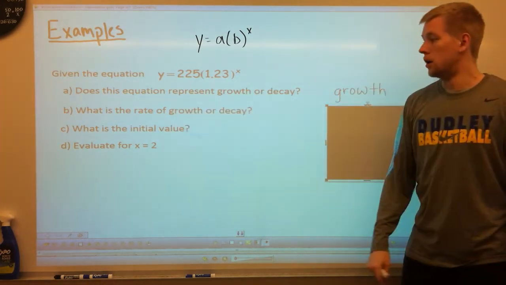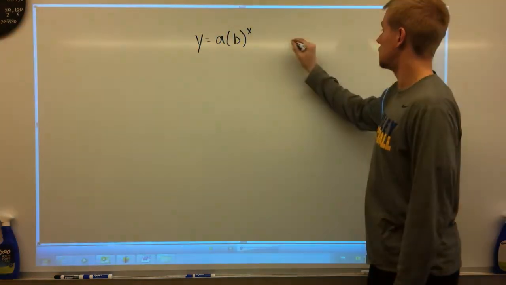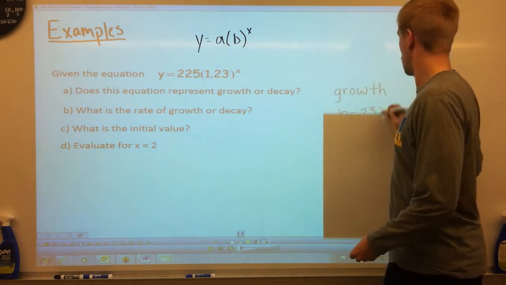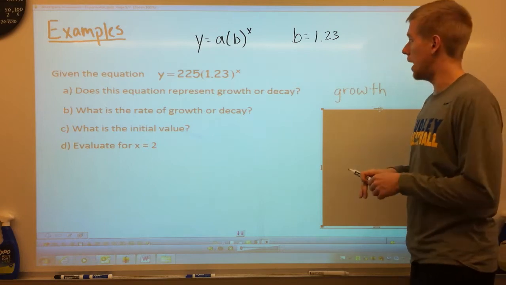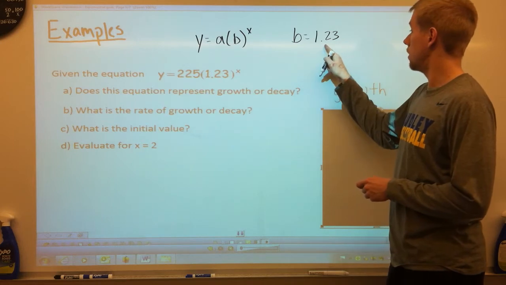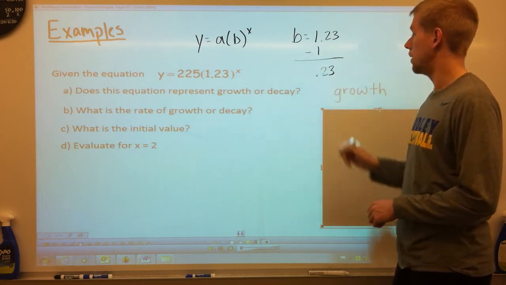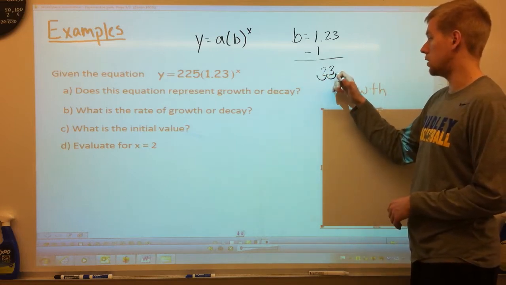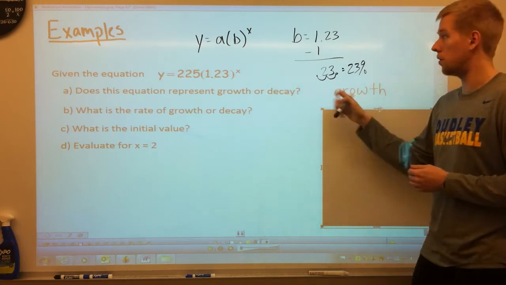What is the rate of growth or decay? So this is where we will need to solve for the b. I'm given b is equal to 1.23, and I know it's a growth problem, so I added 1 to this. I want to know how I can find that percent that it grows by. If I subtract 1 from this, because I know it was a growth to begin with, I'm left with 0.23. Now I want to change that decimal back to a percent because I need to have the percent of increase. So I take that decimal, move it back to where it should be, and then I get 23%.